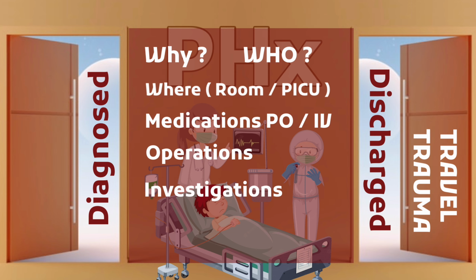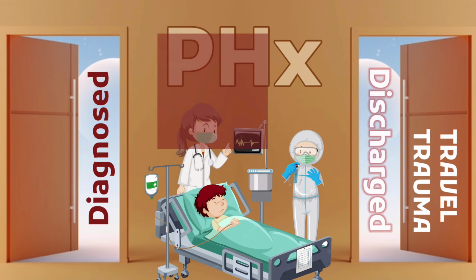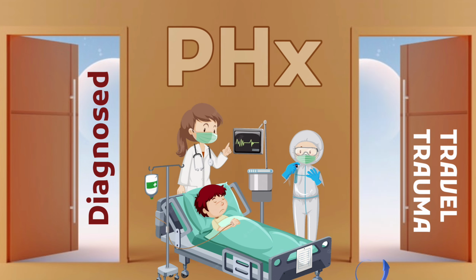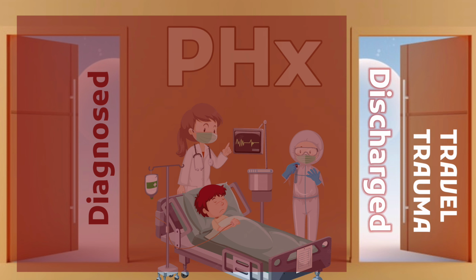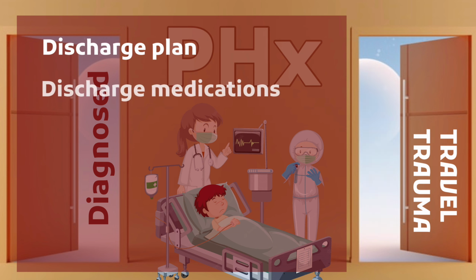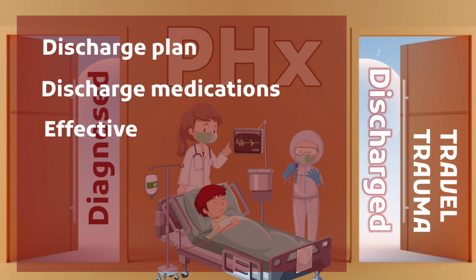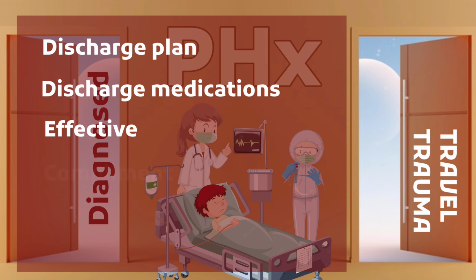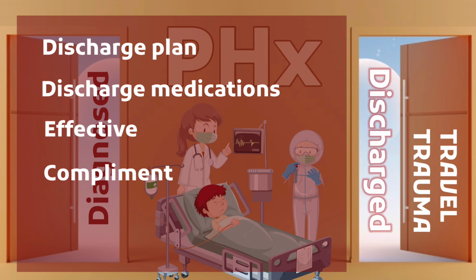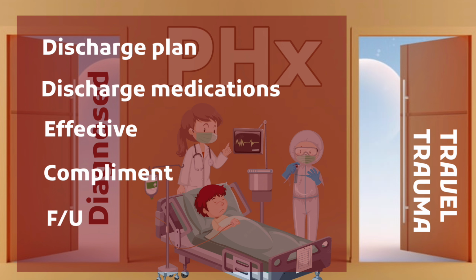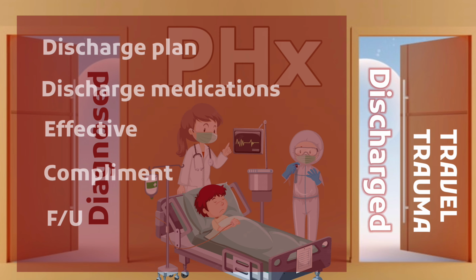Okay, then any complications happened during admission? That's a very important question. How they manage it? Okay, during discharge, there was any discharge plan? Discharge medications? Was it effective? You were compliant with the medication, taking a medication on time? Okay, any follow-ups happened? They ask you to follow up or just take this medicine and go home?